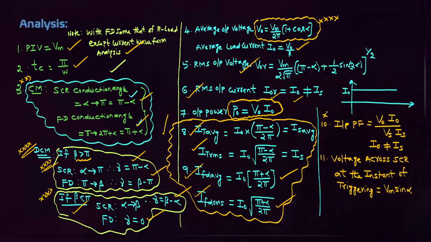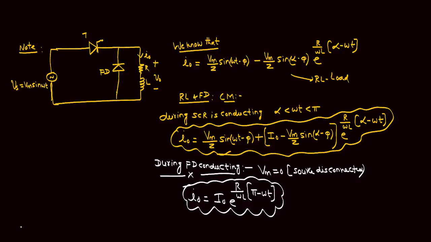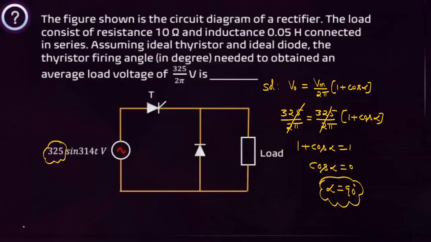What is the input power factor? This is the 5-star formula. Input power factor equals V0 into I0 by Vs into Is. Voltage across SCR at the instant of triggering is Vm sin alpha. These analysis points are very important with respect to single phase half wave controlled rectifier with freewheeling diode. With freewheeling diode, this is the I0 expression. This is not important for GATE, but I already explained RL load. When the transient currents are maximum and when the transient currents are minimum, that is very important. You have to concentrate on that.